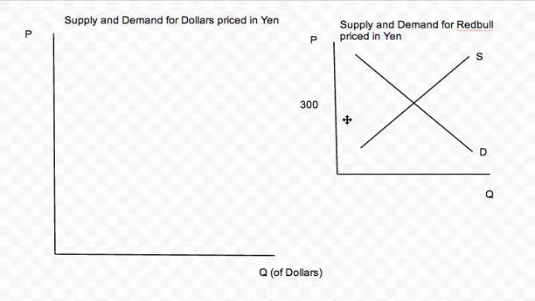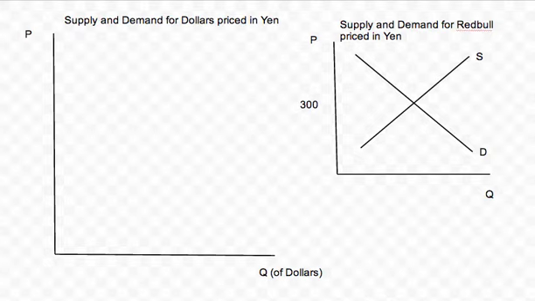What we don't often say here is actually the price of 300 yen is per Red Bull, for each Red Bull. So when we say the price, it's always per Red Bull. And the quantity, of course, here is of Red Bull. You can use the same concept when we talk about currencies.